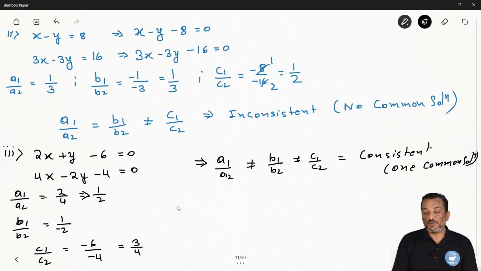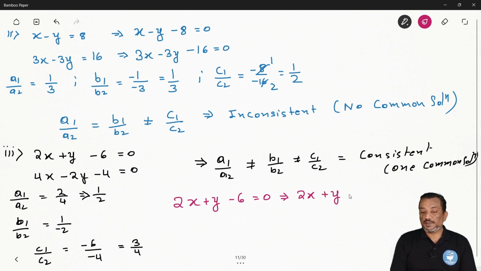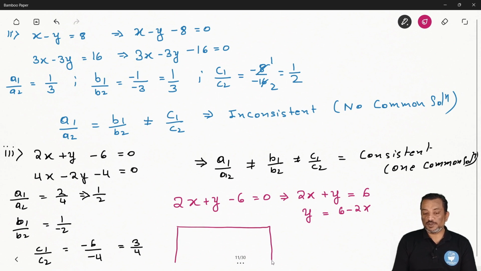So first, we will find their solution sets. For the first one, our first equation is 2x plus y minus 6 is equal to 0. So first, we can rewrite this equation: 2x plus y is equal to 6. Then y is equal to 6 minus 2x. So let me draw the solution set of this first equation.